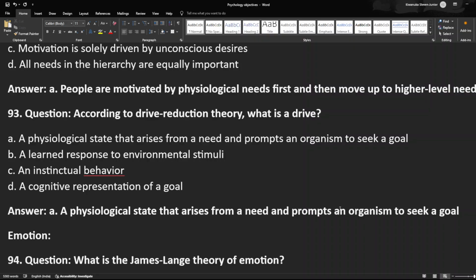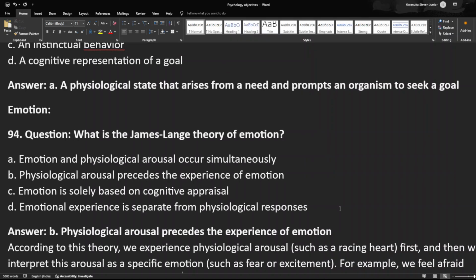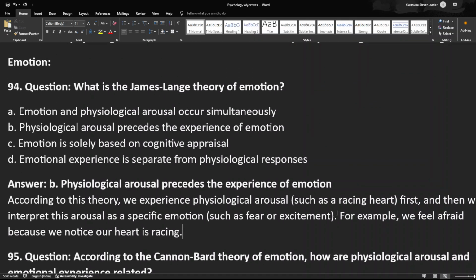What is the James-Lange theory of emotion? It says that physiological arousal precedes the experience of emotion. Precedes means comes before. So physiological arousal comes before the experience of emotion. According to this theory, we experience physiological arousal first, like a racing heart, and then interpret this arousal as a specific emotion. Then you get afraid, or you get excited, or you fear, something like that.